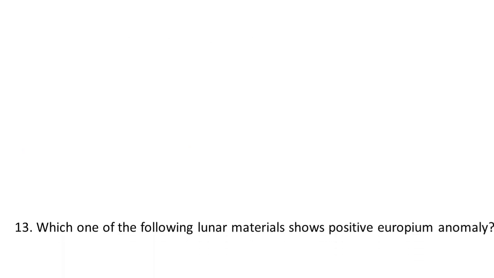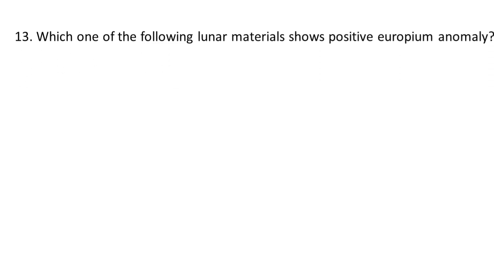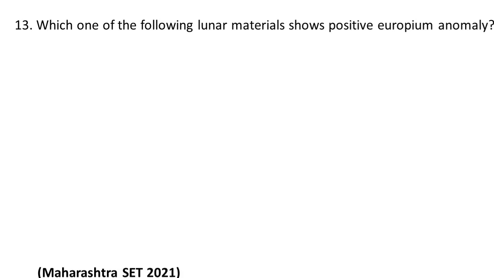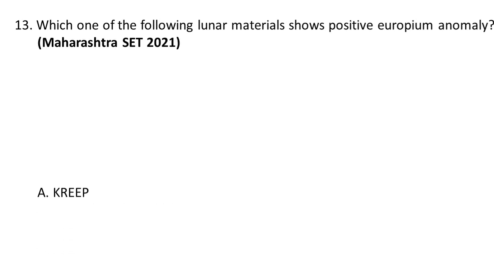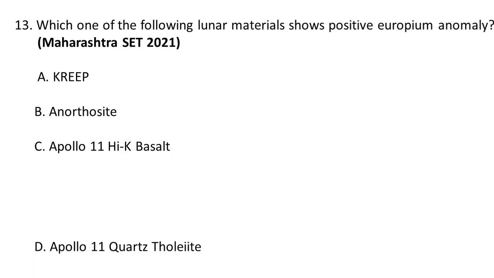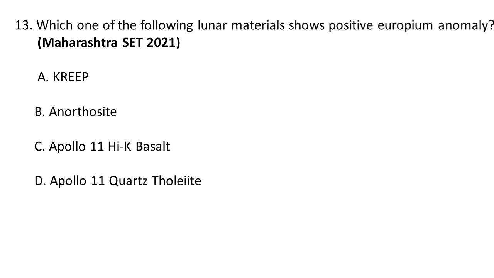Next question. Which one of the following lunar materials show positive europium anomaly? Choices are A. KREEP, B. anorthosite, C. Apollo 11 high potassium basalt, and D. Apollo 11 quartz tholeiite. The lunar material which shows positive europium anomaly is anorthosite.